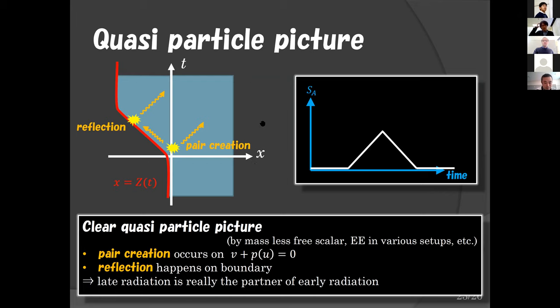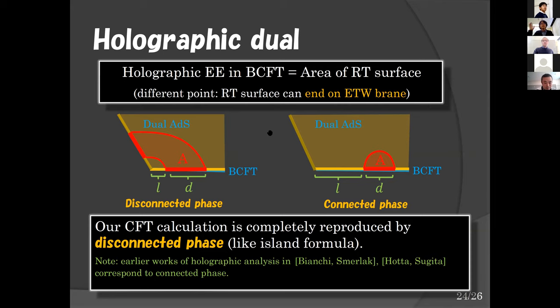We can show the clear particle picture from the BCFT calculation. And actually, we can also evaluate it in the gravity holographic dual. We know that the holographic entanglement entropy in boundary conformal field theory is just given by the area of the Ryu-Takayanagi surface. But first of all, the holographic dual of boundary conformal field theory is given by AdS with the end of the world plane like this.